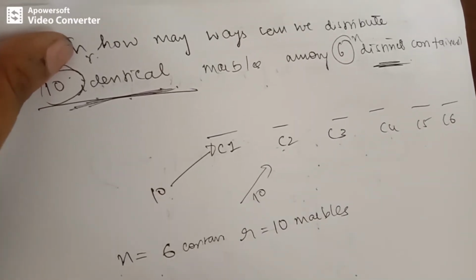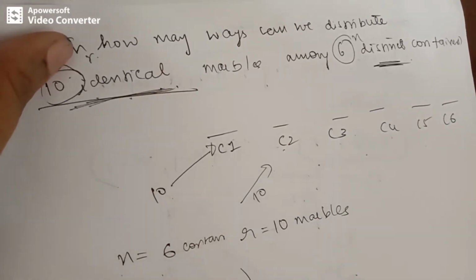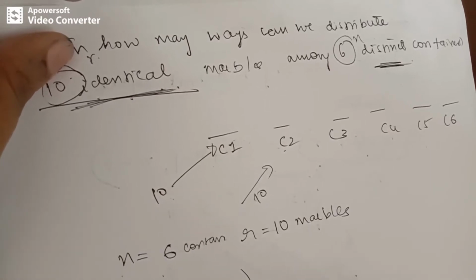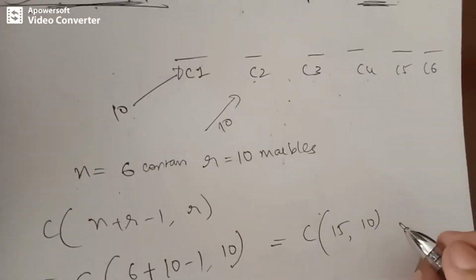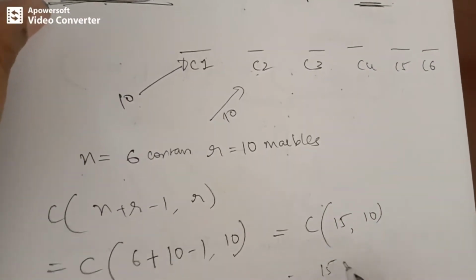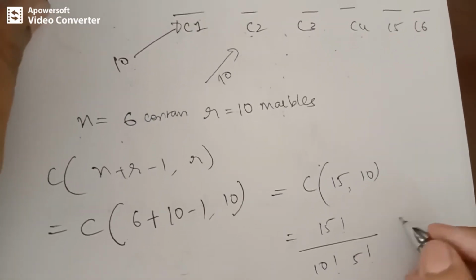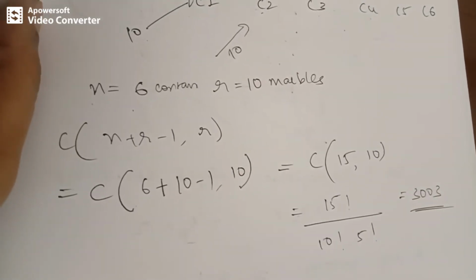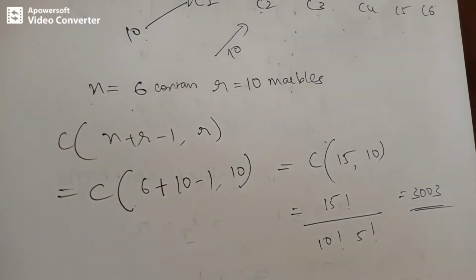So how it can be done is C of n plus r minus 1 comma r, which is nothing but here 6 plus 10 minus 1 comma 10. So it's nothing but C of 15 comma 10. We can write it as 15 factorial by 10 factorial into 5 factorial. So we'll be getting the answer. Just check it. These are some of the problems that will come under combinations with repetitions.